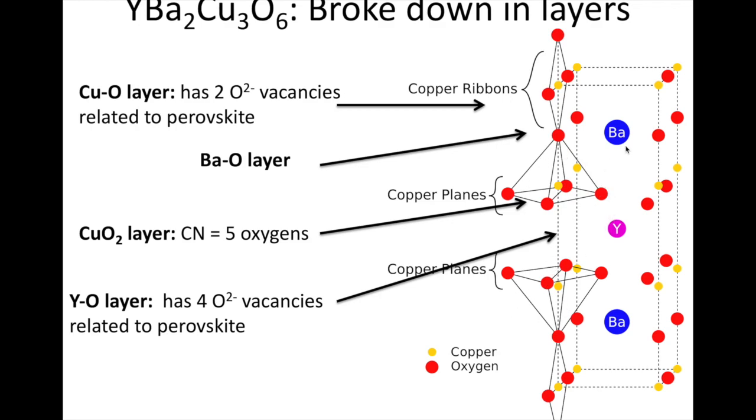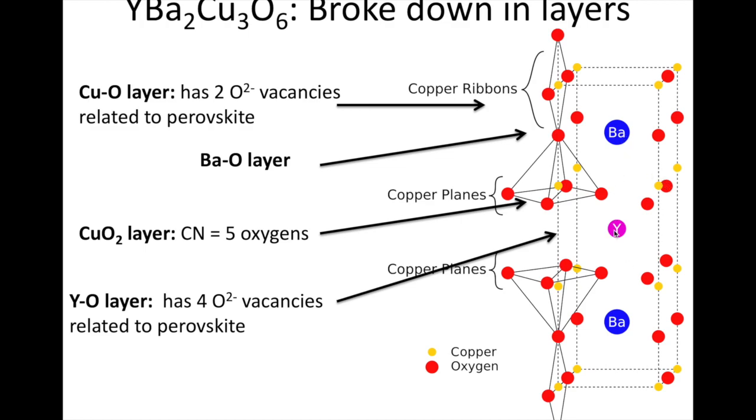We also have, obviously, barium and yttrium inside this plane. And I think I've mentioned this before, maybe in 403, but this structure is based on perovskite. The only difference, though, is that we have more cations.